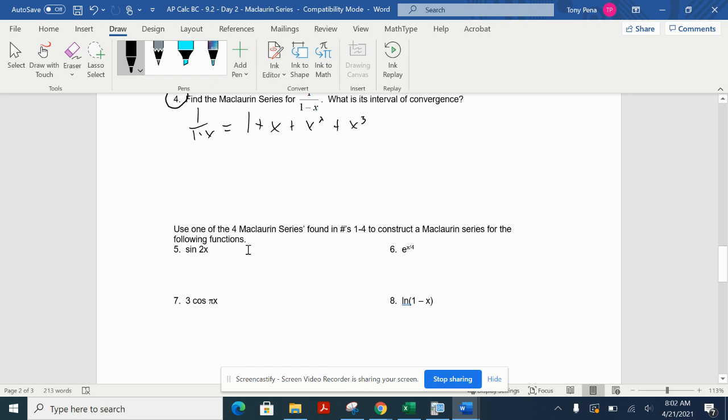It says use one of the 4 Maclaurin series found in numbers 1 through 4 to construct a Maclaurin series for the following functions. So here's another reason why it's going to be nice for you to have these memorized. If you don't, and I want to figure out a Maclaurin series for something like this, what I need to do is find f, f prime, f double prime, f triple prime, f quadruple prime, at 0, and then figure out what our pattern is. That could take some time.